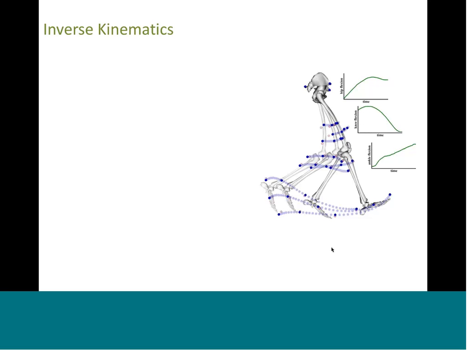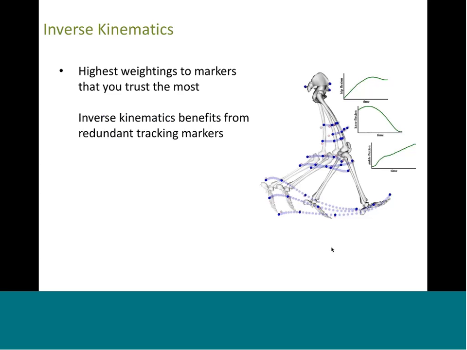Okay, we ran through inverse kinematics pretty quickly, but the most important points are the following. Make sure that while weighting markers, you give the highest weightings to the markers that you trust the most. And if you notice that a marker has particularly noisy data, you can reduce or eliminate the weight of this marker. Because of the ability to change the weight of the markers, inverse kinematics benefits from having redundant tracking markers. Having additional tracking markers gives you more options when weighting markers and also reduces the importance of any given marker.